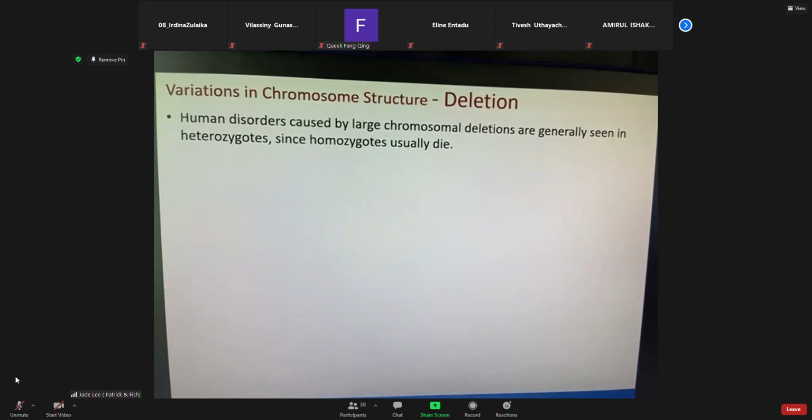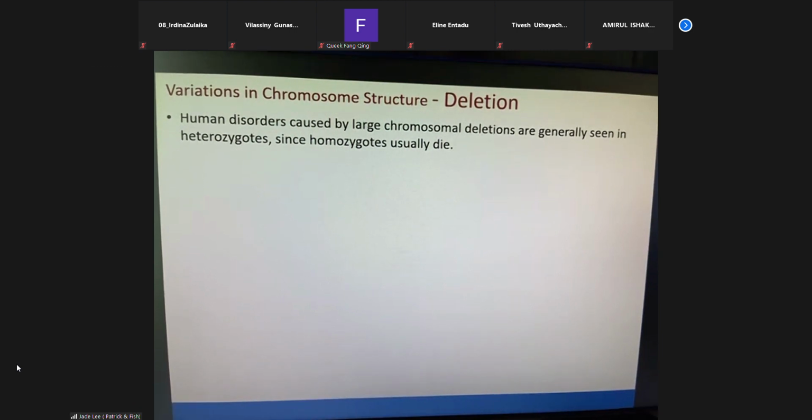Okay, but if heterozygous, maybe it can still live, but it will give a different phenotype. Okay, so syndromes result from the loss of several to many genes. So it depends whether that region is dense with genes or not. If many genes are located in that region and that region is deleted, then it may cause death, a serious consequence.